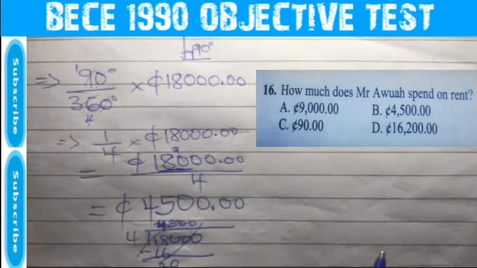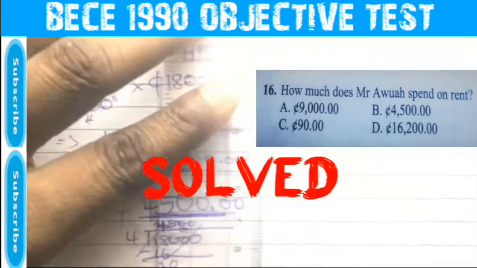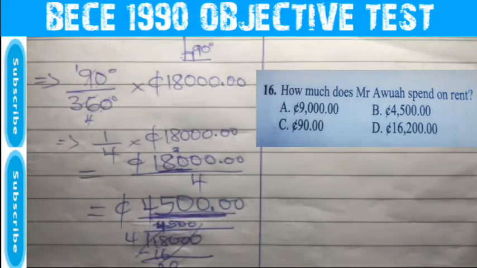4,500. So the amount of money Mr. Wa spent on the rent is 4,500 cedis. That's what we have over here, and we are done for that. So question 16 has been solved. Let's move on and have a look at question 17.